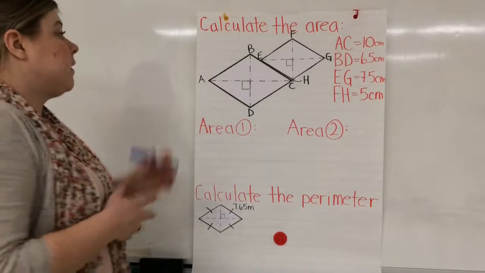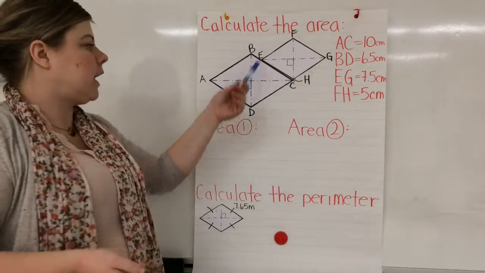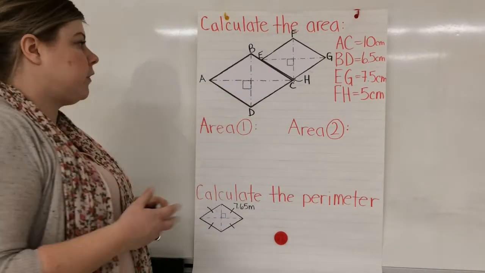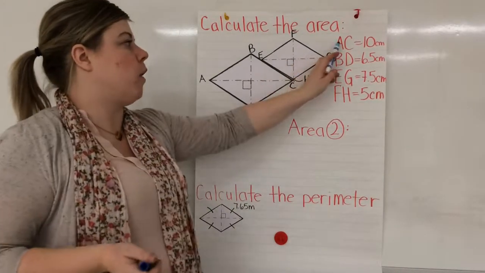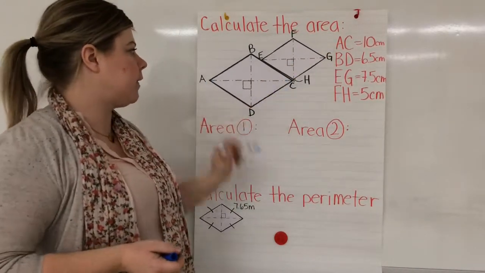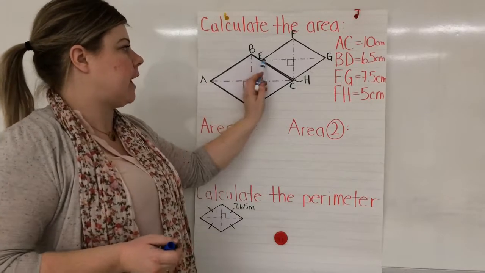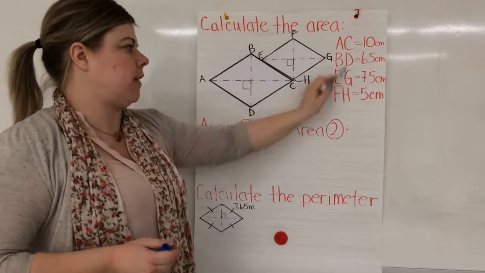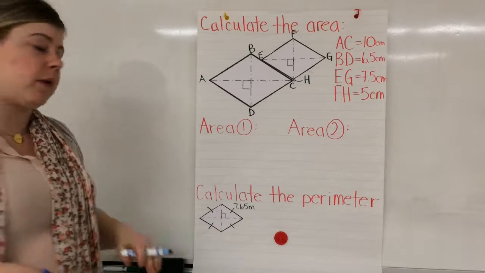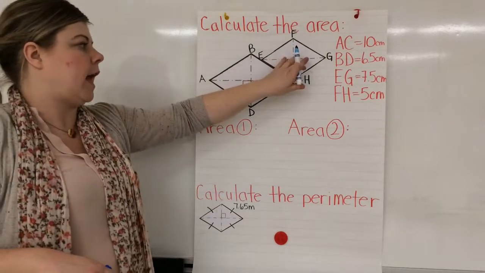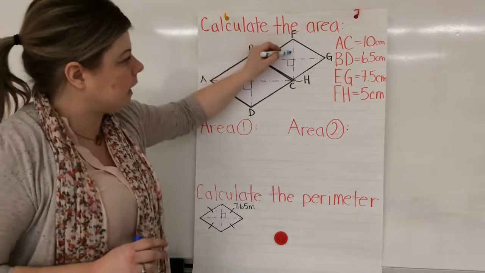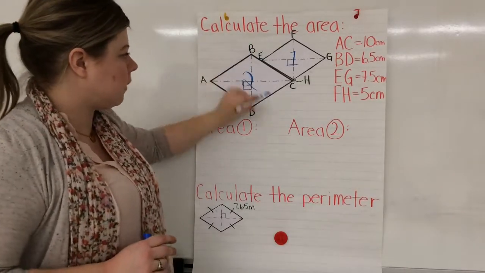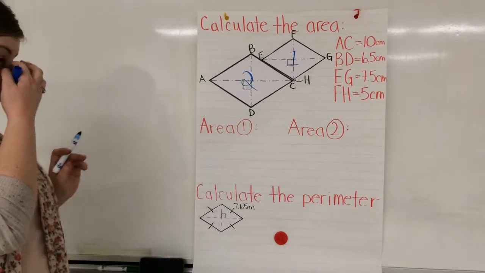So our next shape is this large composite shape. And when you look at it, you can see right away that it's 2 rhombus shapes. And they've already given us our diagonal lengths from one side, A to C, B to D, E to G, and F to C. So what we have to do is find out the area of shape 1 and the area of shape 2. So I'm going to go ahead and label my shapes really quickly so that I don't forget, and I'm going to start with area of shape 1.